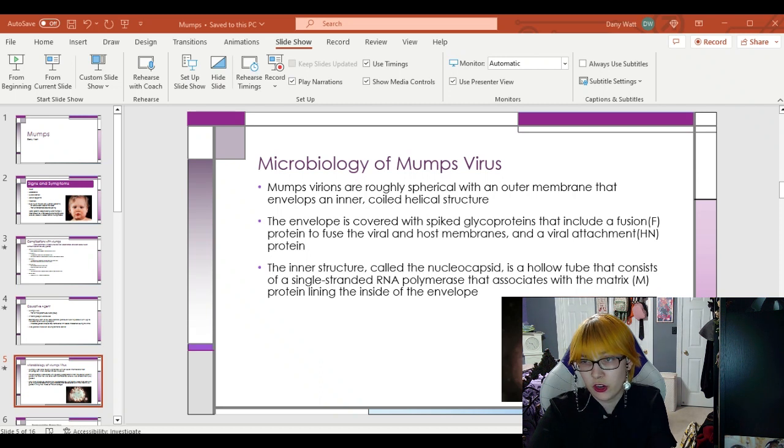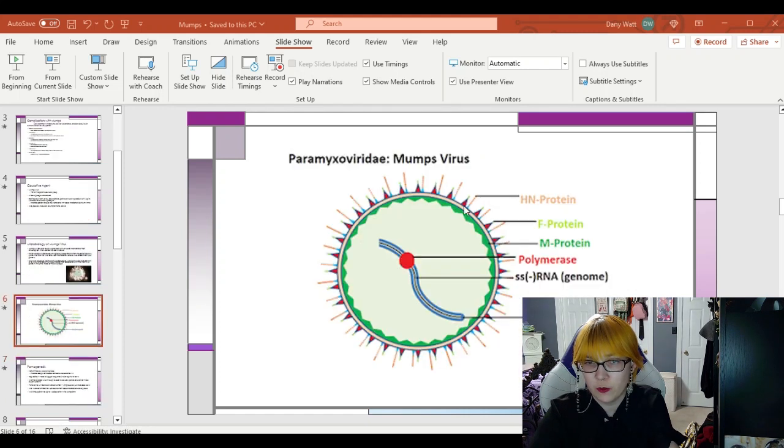And then the inner structure, called the nucleocapsid, is a hollow tube that consists of a single-stranded RNA polymerase that associates with the matrix proteins that line the inside of that outer envelope membrane. And it's kind of hard to see because my face is covering it up. Sorry about that. But there's a 3D model here of what it looks like. And then I also included another picture of it here that's more of a breakdown of what it looks like.